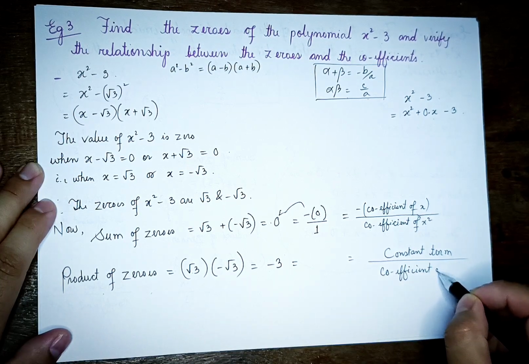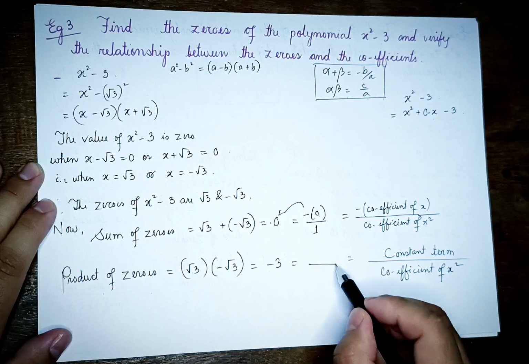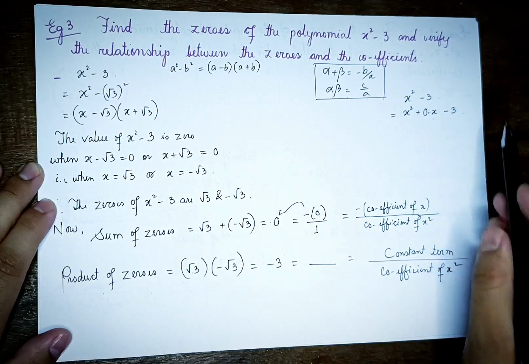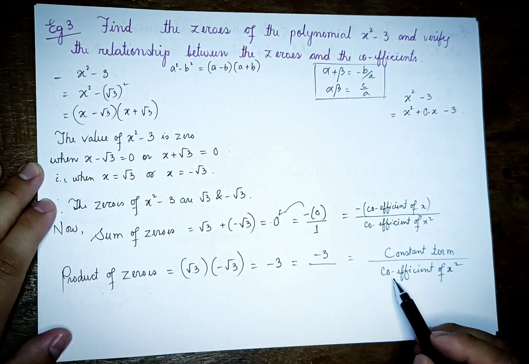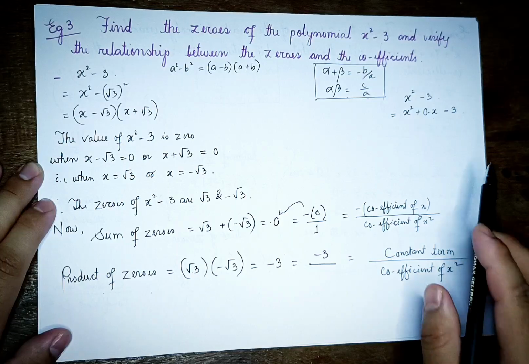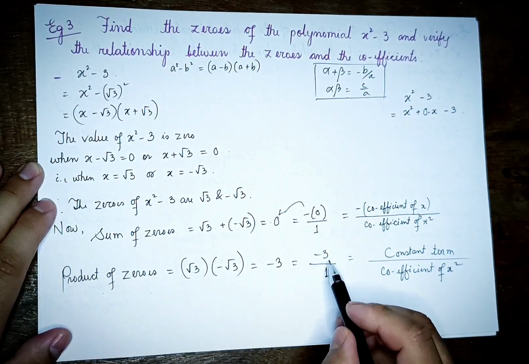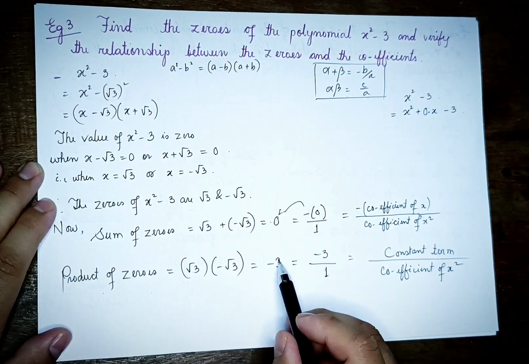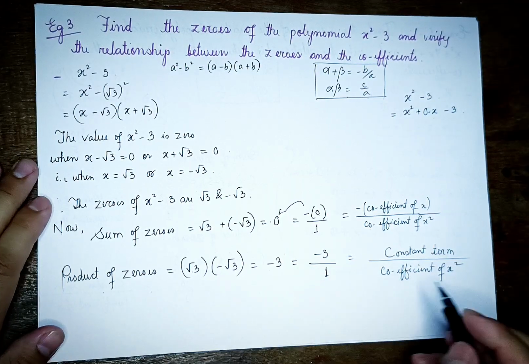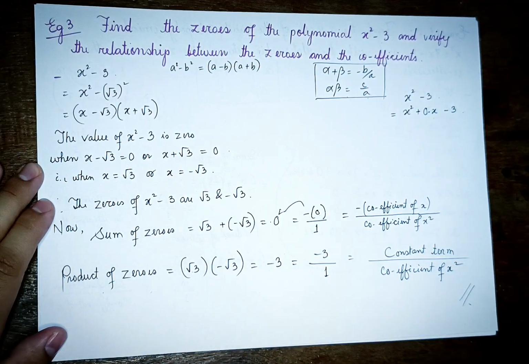What is our constant term? Our constant term is minus 3 divided by coefficient of x square. Our coefficient of x square is 1. Dividing minus 3 by 1, we get minus 3. So we verified it here also. Here it finishes.